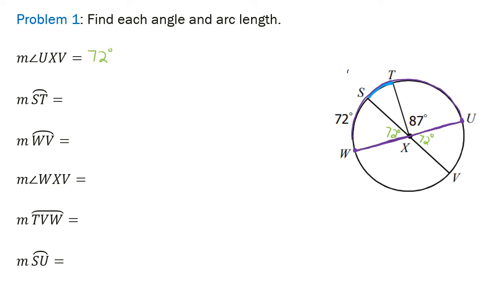So this section right here, that whole purple arc, would add up to 180 degrees. I know this section is 72, and I know this section is 87. So if I want the section that's left over, ST, I just subtract them from 180. And when I do that, I find out that arc ST is 21.